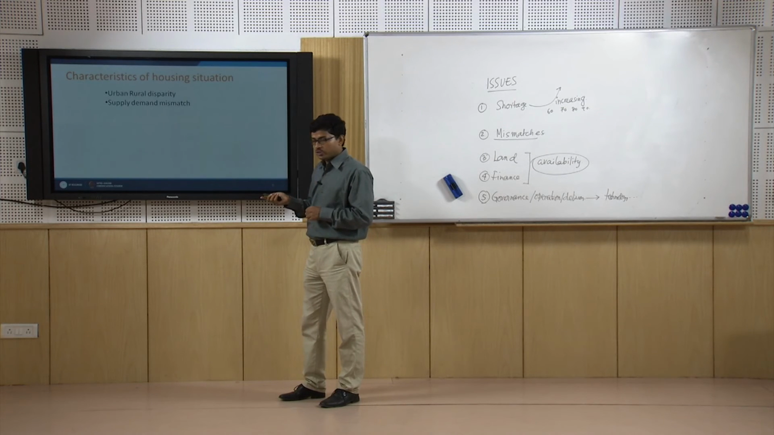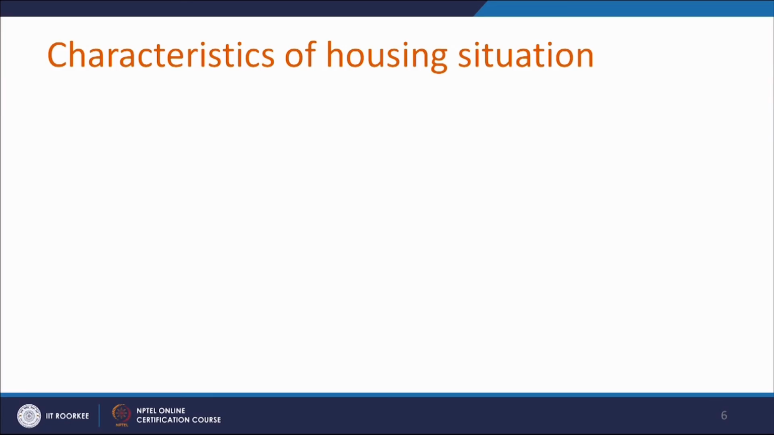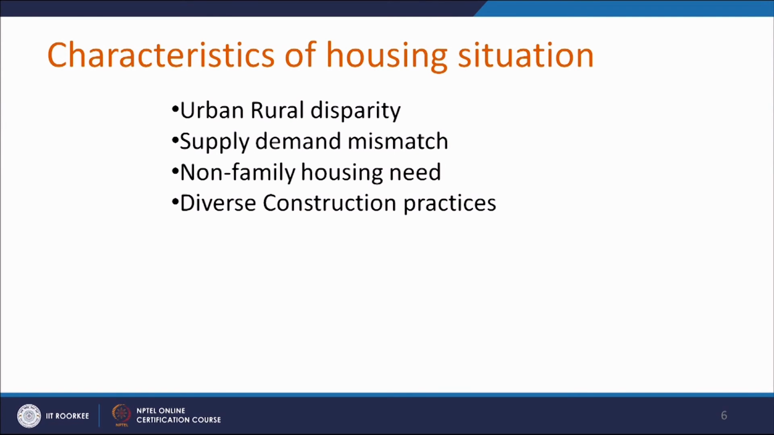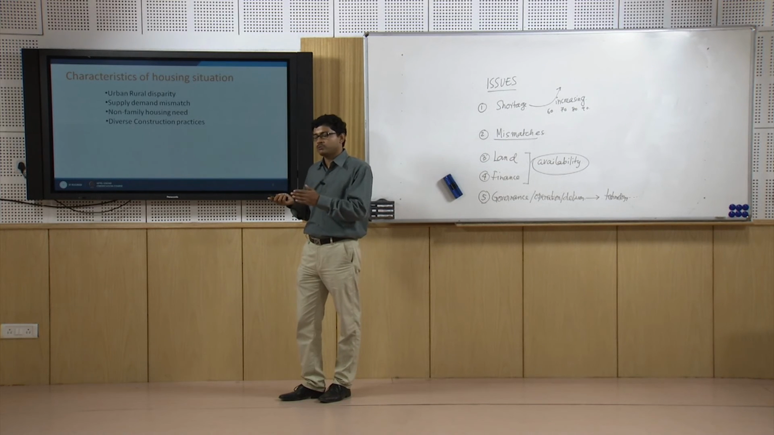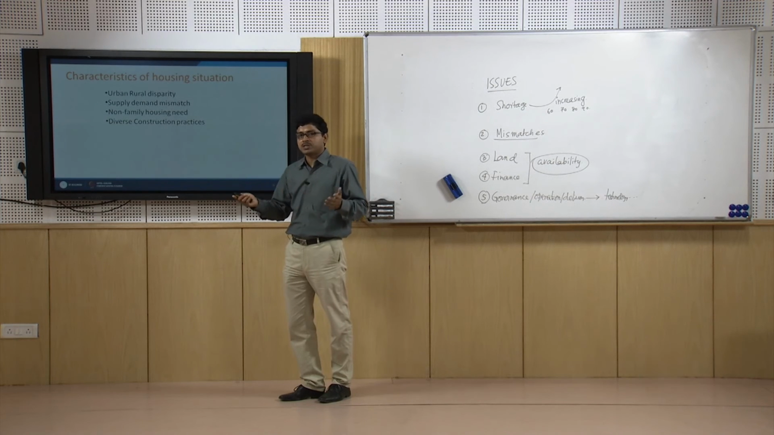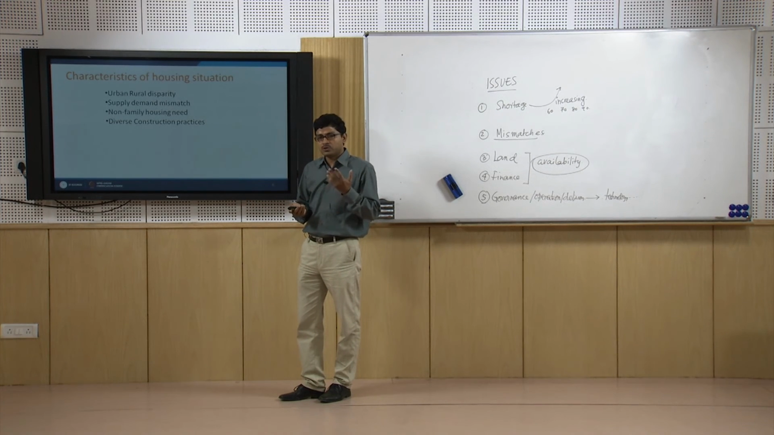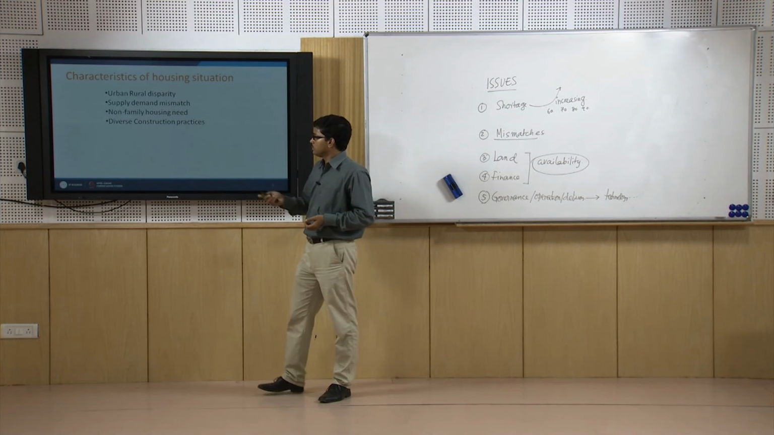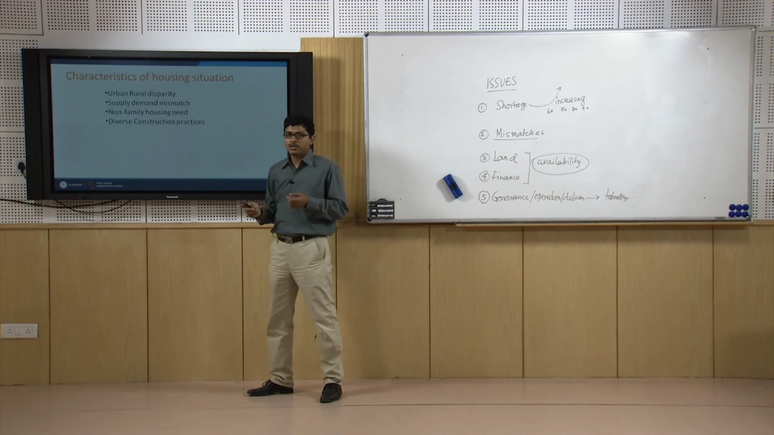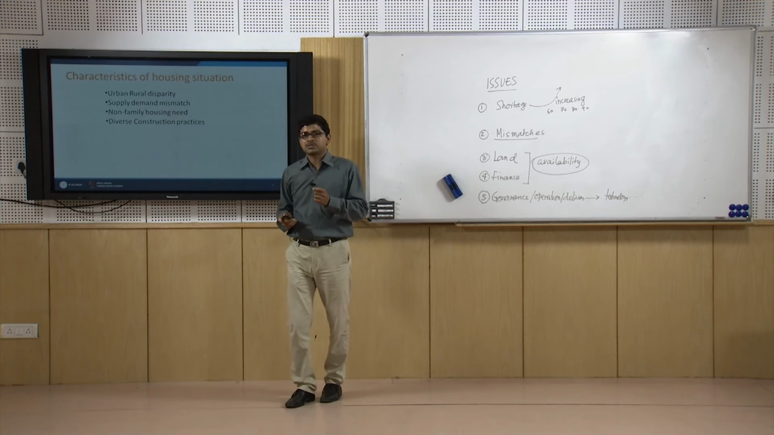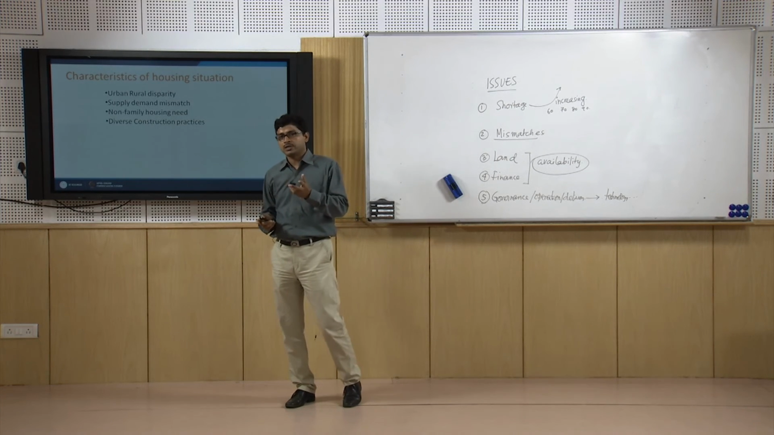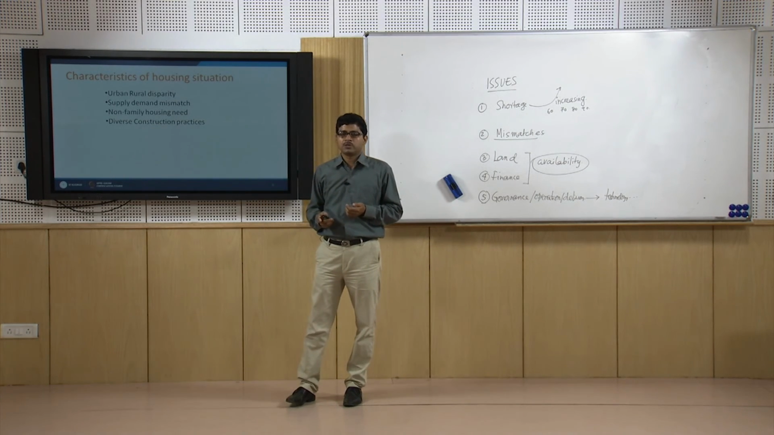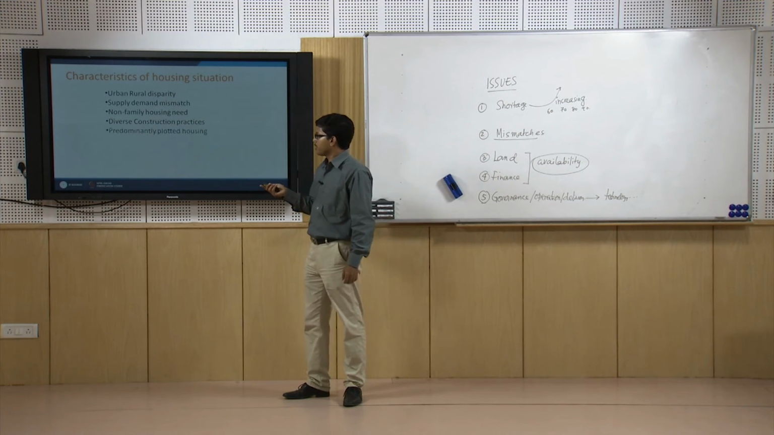Now, urban-rural disparity, supply-demand mismatch, non-family housing need we have already discussed, and diverse construction practices. In India we have traditional construction practices based on the various geographical areas. We have several states, several different geographical locations and climatic regions. So we have diverse construction practices here. Prescribing a single construction technology or design may not be purposeful for our housing need or housing supply.